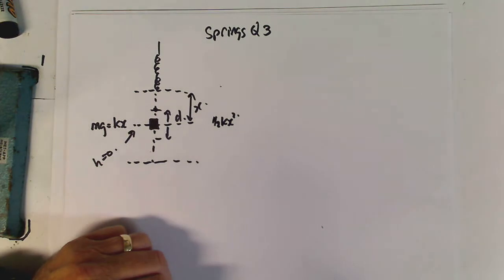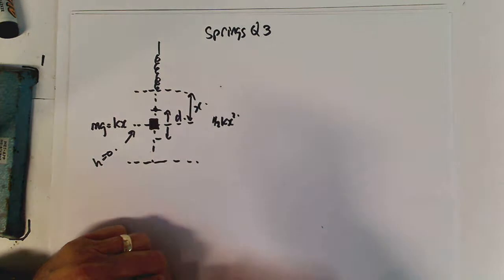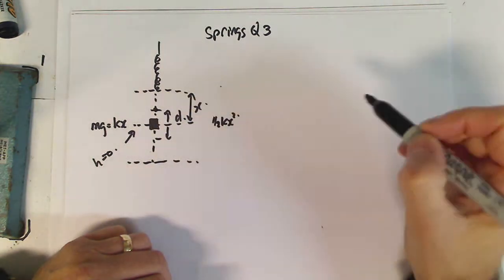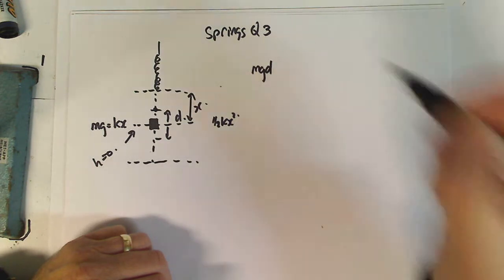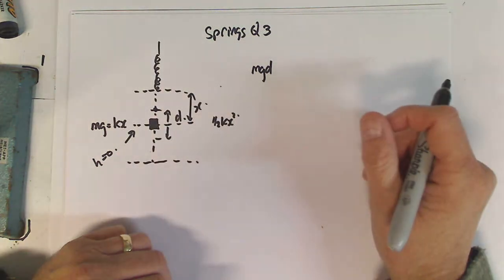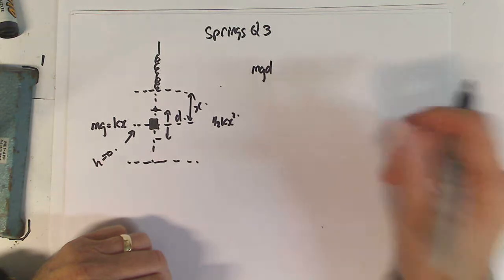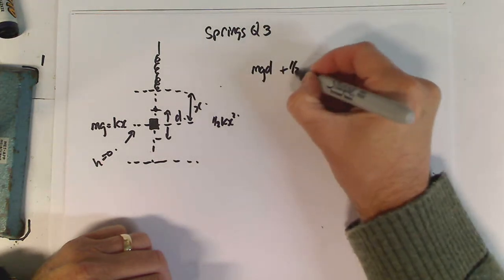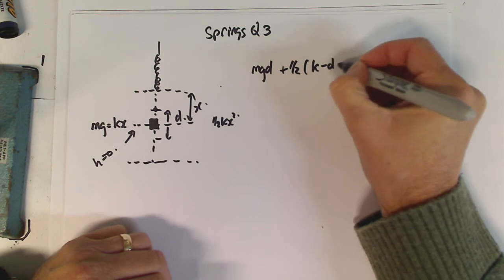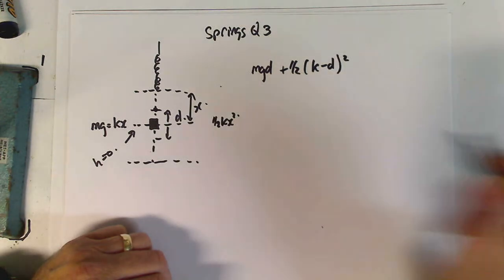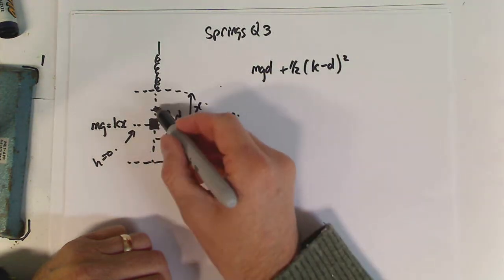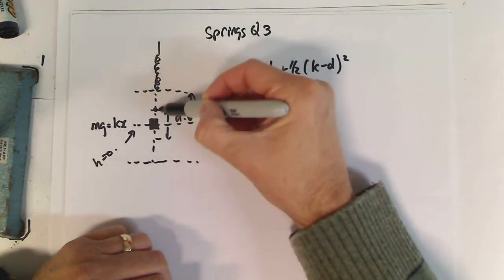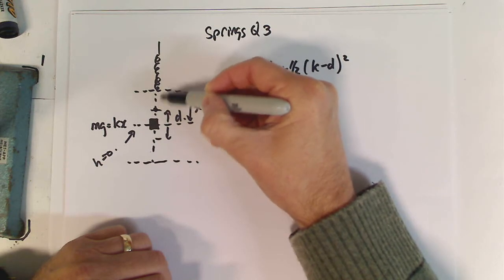So what we can basically say is that the energy it starts with is mgd, and how much energy has it got elastically if it starts at that point? Well, it's got 1/2 k (x minus d) squared, and that is just the energy of being stretched to that point.